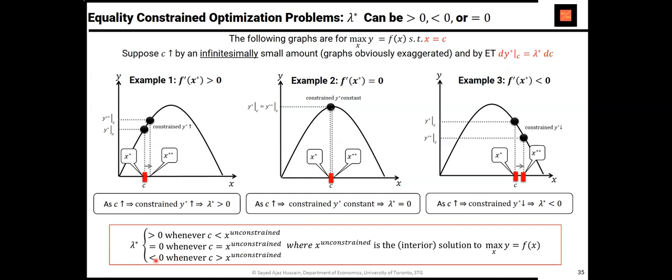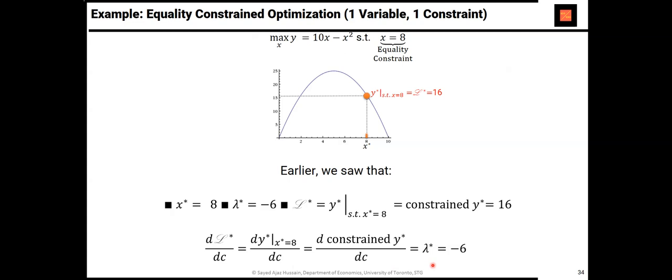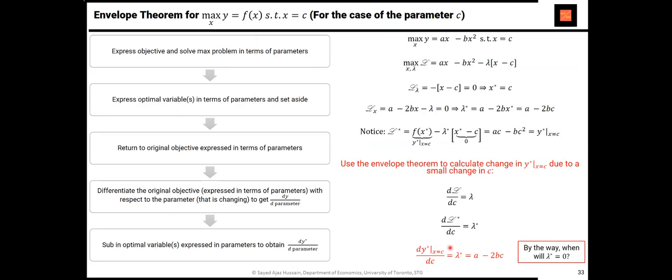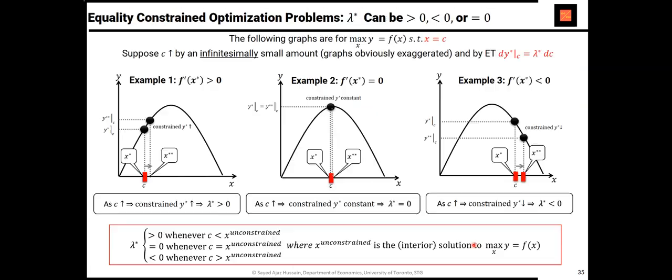So coming back to that previous slide, 2 slides ago, when will this expression be 0? This expression will be 0 when a minus 2bc is 0, which means c has to be equal to a divided by 2b. A divided by 2b, my friends, is of course exactly the solution for the unconstrained value of x.